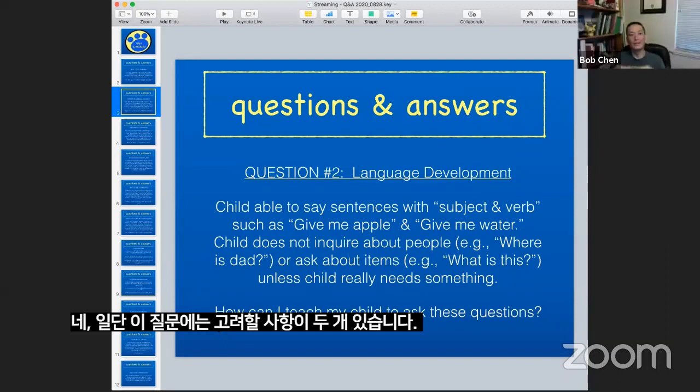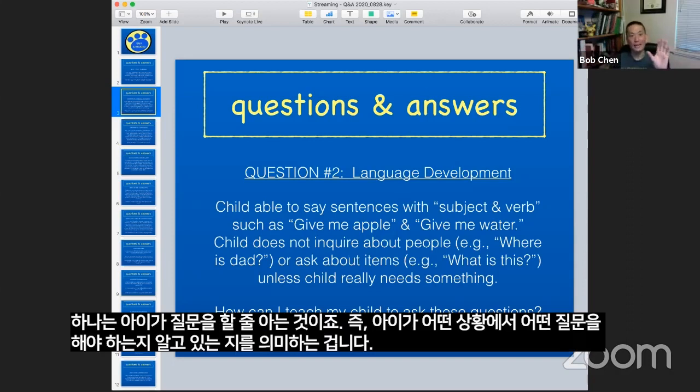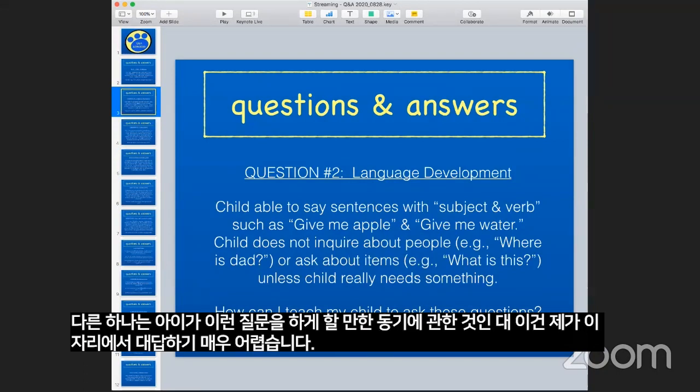All right, so now there are 2 different aspects to this question, okay? On the one side is the actual asking of the questions, meaning, does he know what questions to ask under what circumstance? The other one is really about the motivation to ask these questions, and that one is a much more difficult one to answer.